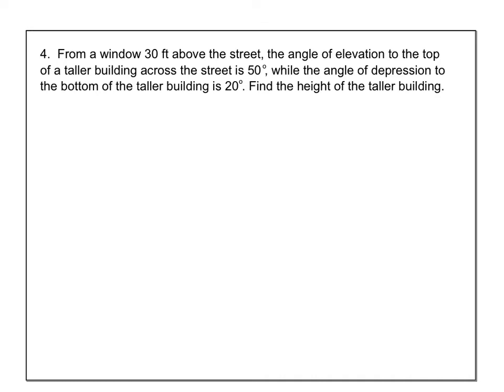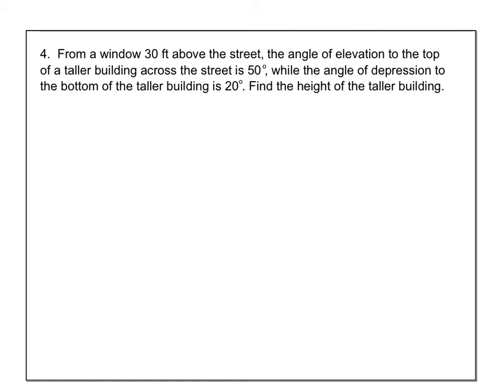Alright, so in this problem, it says that from a window 30 feet above the street, the angle of elevation to the top of a taller building across the street is 50 degrees, while the angle of elevation to the bottom of the taller building is 20 degrees. We want to find the height of the taller building.